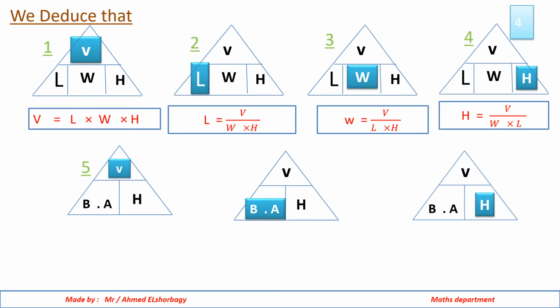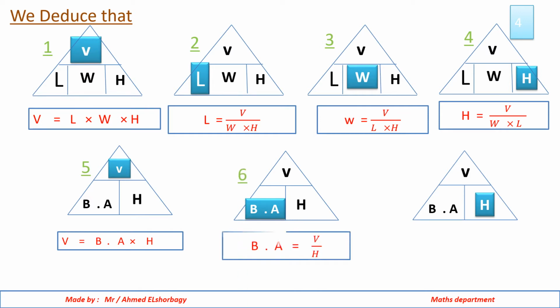We can find another 5, volume equals base area times height. And number 6, base area equals volume over height. Number 7, height equals volume over base area.